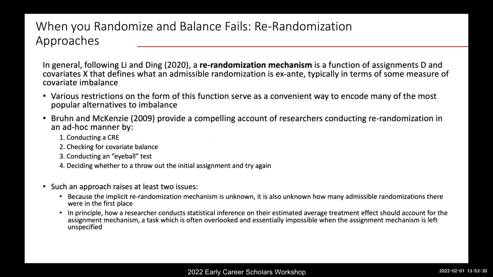Okay, so we follow Lee and Ding 2020. A re-randomization mechanism is a function of assignments D and covariates X that defines what an admissible randomization is ex ante. That typically means in terms of some measure of covariate imbalance. So you decide, okay, I'm okay if 2 of my covariates are imbalanced, but I'm not okay if it's 5.